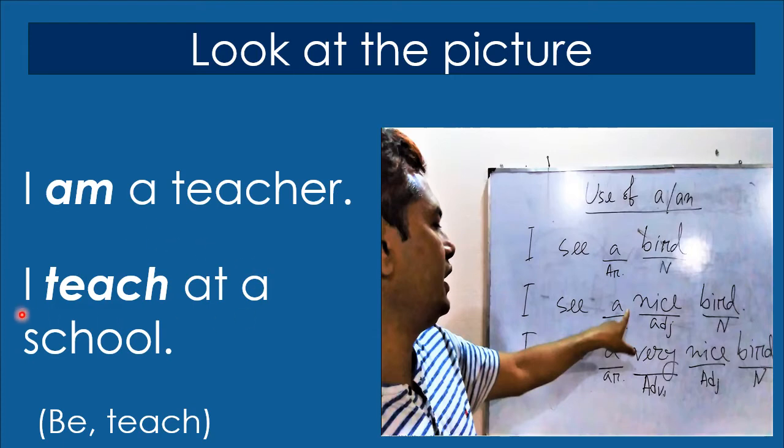Now, second sentence, I teach at a school. Here the verb is teach. And does the verb teach describe an action or does the verb teach describe a state? Yes, the first verb am is describing a state and the second verb teach is describing an action.